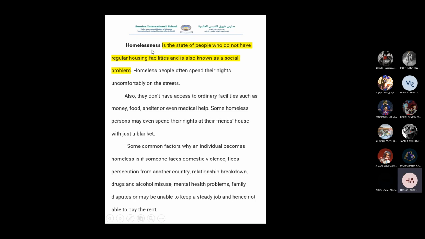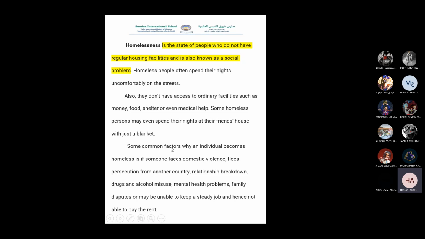So first of all, you have to describe the definition of your term, homelessness, as the state of people who do not have regular housing facilities, and is also known as a social problem. Homeless people often spend their nights uncomfortably on the streets. Also, they don't have access to ordinary facilities such as money, food, shelter, or even medical help. Some homeless persons may even spend their nights at their friend's house with just a blanket.